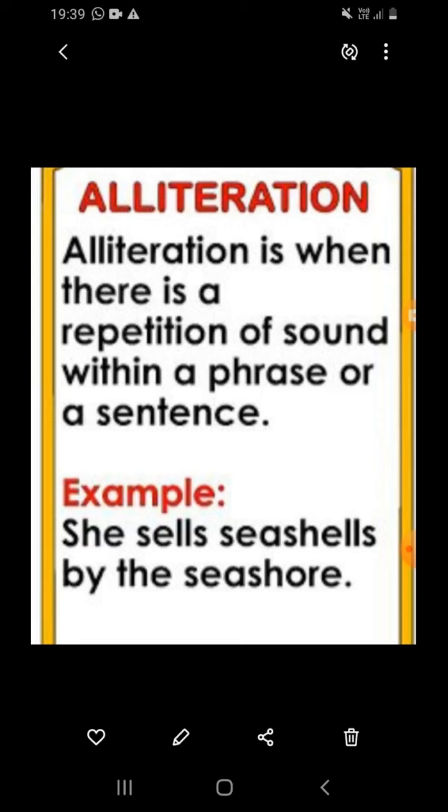She sells seashells by the seashore. In these lines, there is repetition of sound. Which letter? S. She, S. Then the next word, sells, S in the beginning letter. Repetition of the letter: she sells, S repeated. Then by the seashore. It is repeated, the sound of the S alphabet.